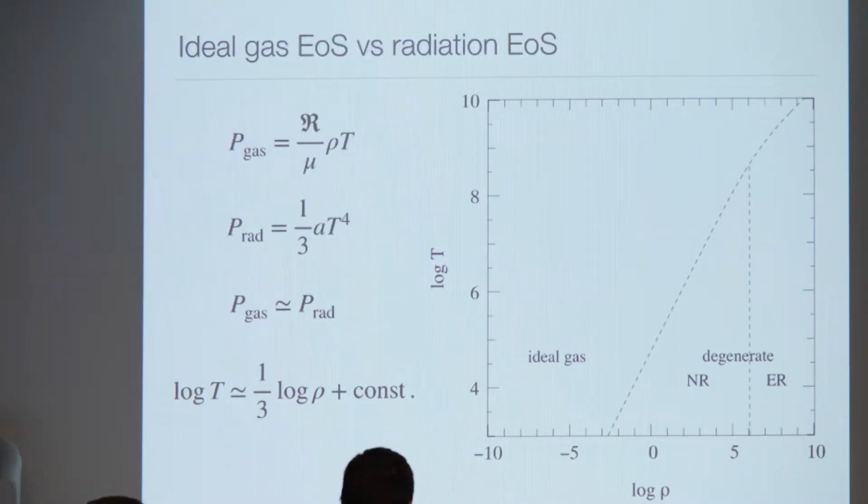What's left? We have the radiation pressure, and we are going to think about where the radiation pressure and the ideal gas pressure get similar. Then what we get is a similar equation to the relativistic degenerate gas case, but of course with a different constant. So we have another line here.